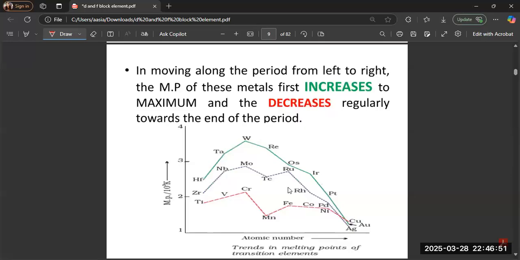Okay, let's see the trends in melting point of transition elements. First, we will discuss the melting point. When we move along the period from left to right, what happens? The melting point of these metals first increases to the maximum, like we have discussed for 3d, 4d, and 5d series. Different series, moving from left to right, the melting point first increases to the maximum and decreases regularly towards the end of the period.